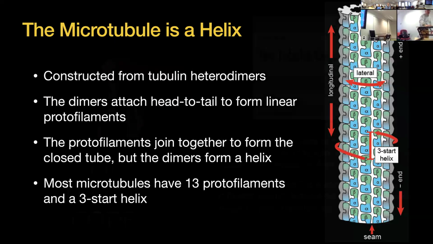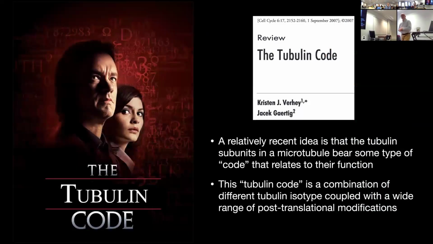So over the last almost 20 years, we've really learned a lot about what makes tubulin special. And there's this whole idea that's come out, which is called the Tubulin Code, which followed quickly on the movie of the same name you maybe saw from 2006. This is an idea where there's some sense that tubulin is marked or indicated or bears some type of code that actually relates to its function within the microtubule. Okay?